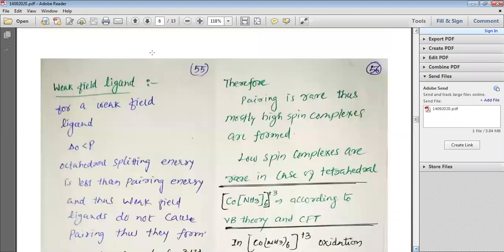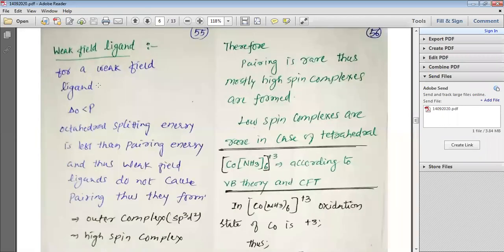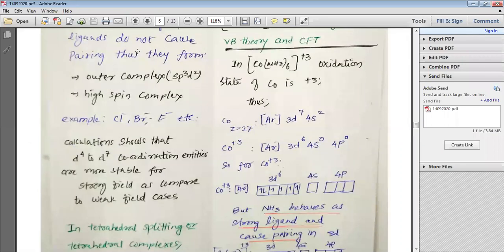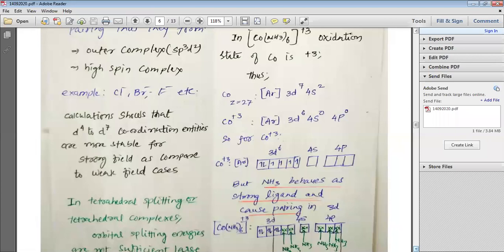In the same way, my dear students, let's look at the weak field ligand. For a weak field ligand, the octahedral splitting energy is less than the pairing energy, so pairing does not take place. Thus, weak field ligands do not cause pairing and they form the outer complex, that is, the complex with sp3d2 hybridization. As there is no pairing, a high spin complex is formed. Examples of weak field ligands are Cl minus, Br minus, F minus, and so on.